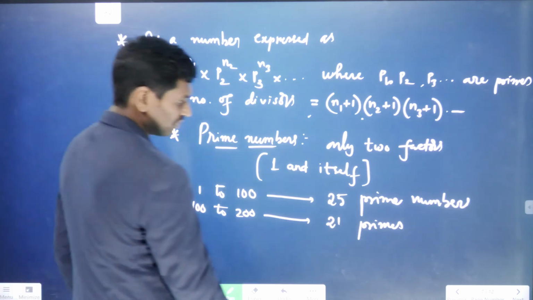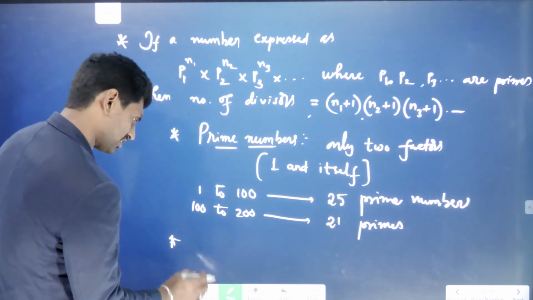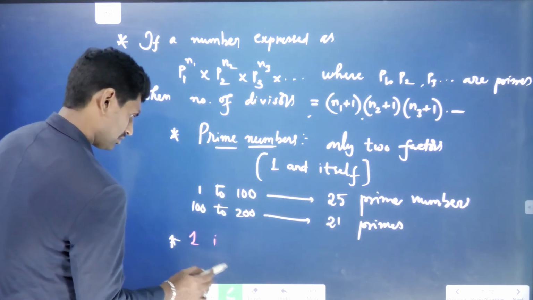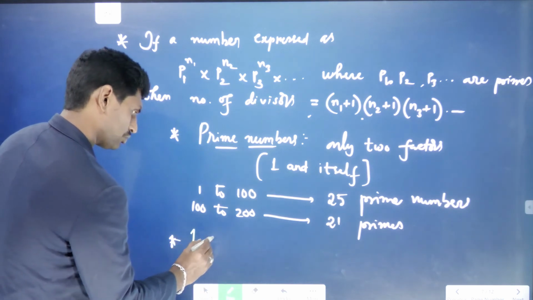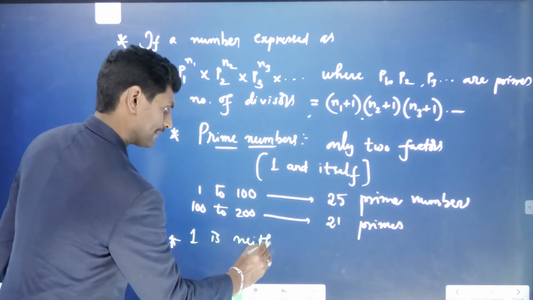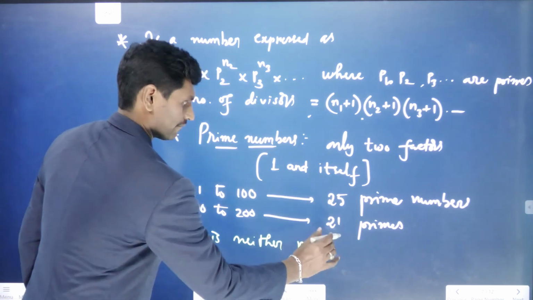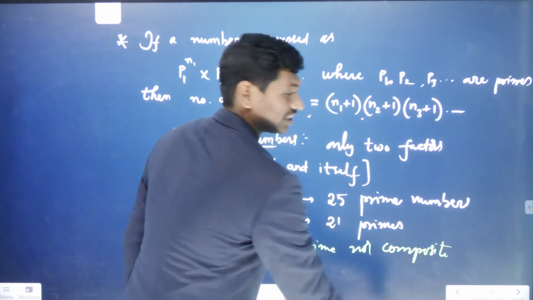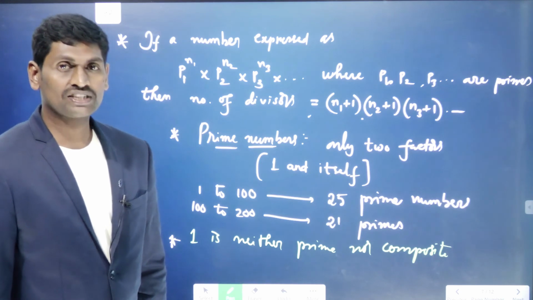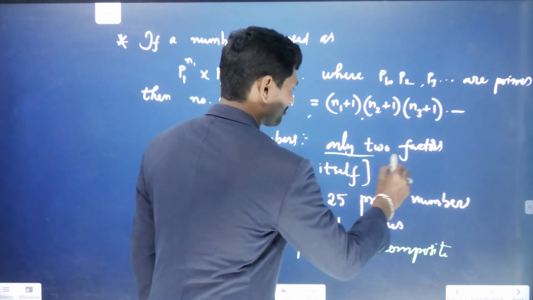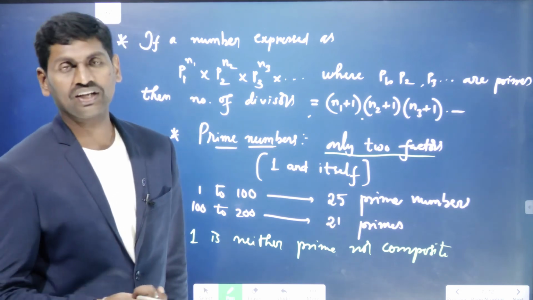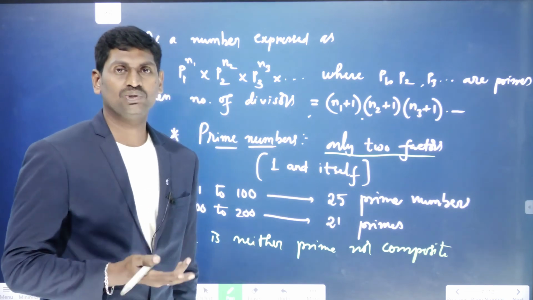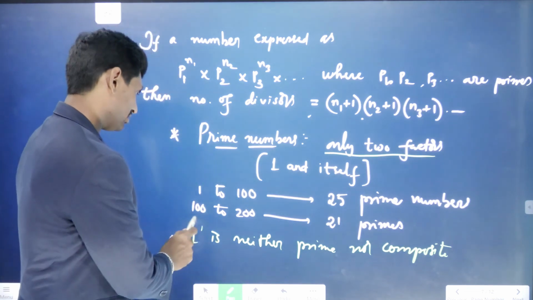And you already learned that 1 is neither prime nor composite. What are composite numbers? The numbers having more than two factors. Only two factors means prime numbers. More than two factors, composite numbers. Less than two factors, neither prime nor composite. Less than two factors, we have only one number. What is that number? 1.